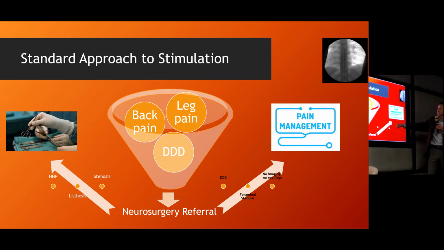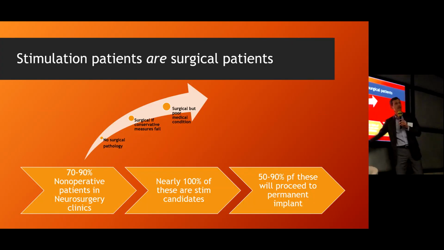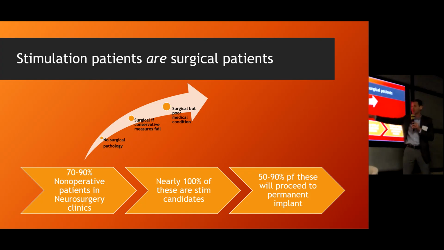All right, let's go to the next slide. So here, who do we see in clinic? 70 to 90%, depending who you talk to and how efficiently their clinic is triaged. In America and here, we've seen it the same way. The vast majority of patients are non-surgical off the bat. Why not? There's no surgical pathology. That's an easy one. MRI report is negative. Or they're surgical, but only if conservative measures fail.